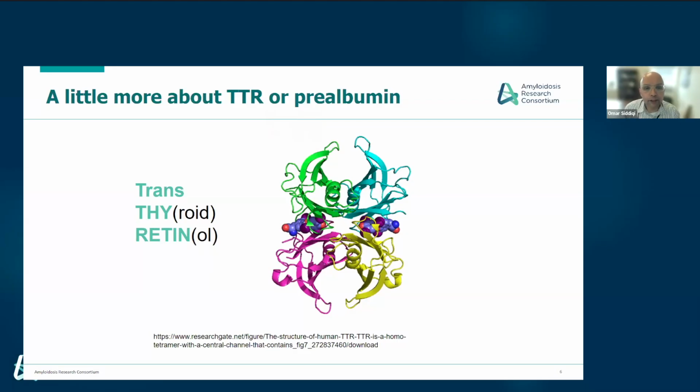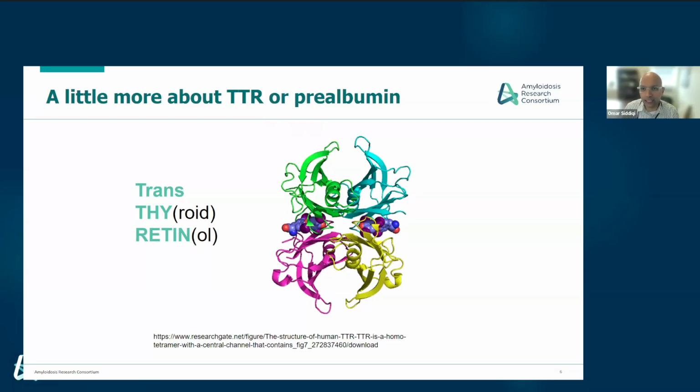All of us have transthyretin protein. It's made in the liver and it circulates in the body. Another name for transthyretin, abbreviated TTR, is prealbumin. So your doctor may check prealbumin levels on your blood tests, and prealbumin is actually the transthyretin protein that leads to ATTR amyloidosis. The name tells you what it does.